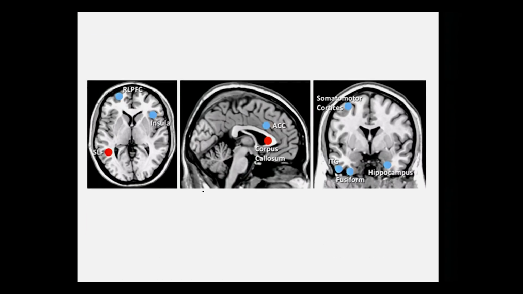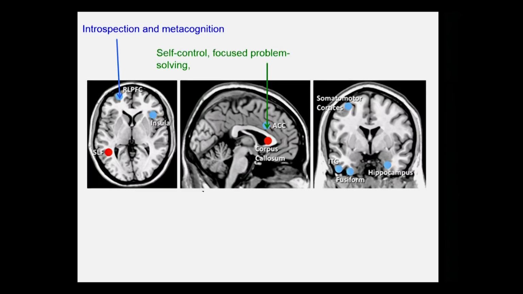So what really held up are these brain areas, when you look at about 30 different studies of what changes in the brain with meditation. This is the set of common areas. First, there are areas toward the front of your brain in your prefrontal cortex, which is responsible for introspection and metacognition, which is thinking about thinking. There is the anterior cingulate cortex, the area of your brain that you really use when you're trying to exercise self-control or focused problem solving.